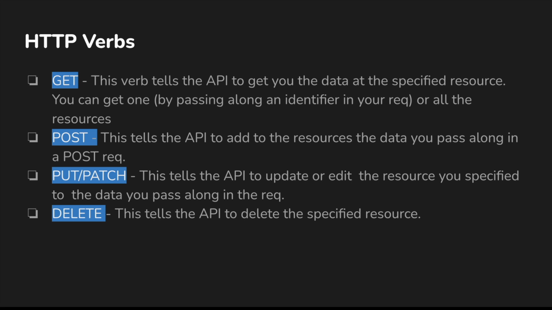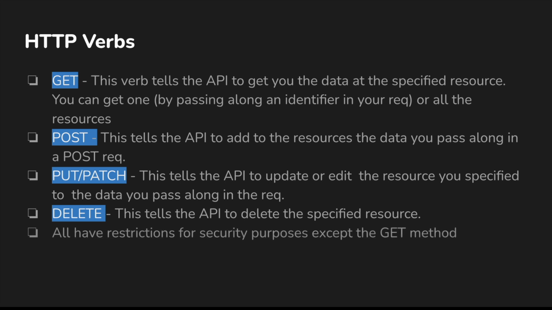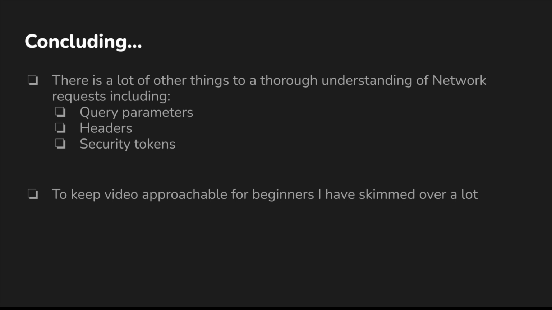All of these HTTP verbs and all of these transactions on the data have restrictions for security purposes, also to protect the API from abuse, except usually the GET method, because this will just return to you all the publicly available data that you would usually find anywhere when you go to the website. There's a lot of other things to a thorough understanding of network requests, including query parameters, headers, security tokens, among others. So to keep this video approachable for beginners, we have just taken the overview approach to give the most basic and the most fundamental blocks you need to understand what we'll be demonstrating in the coming video.